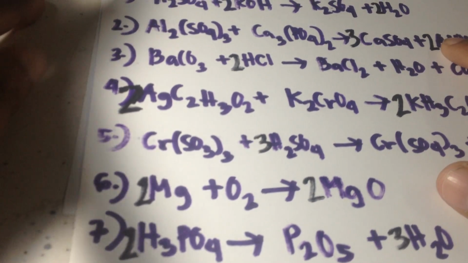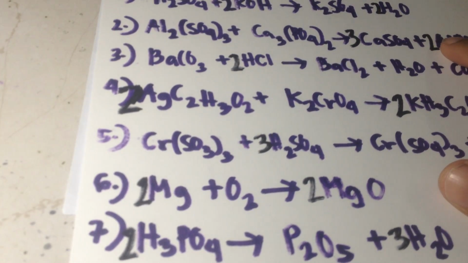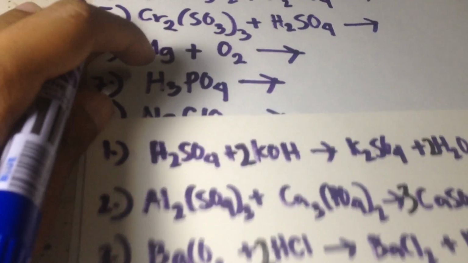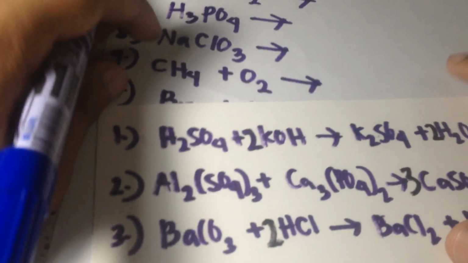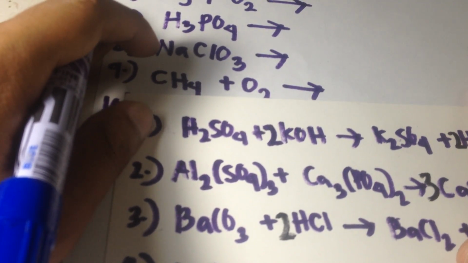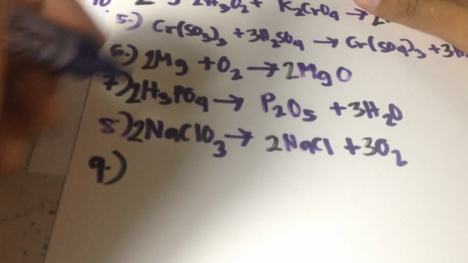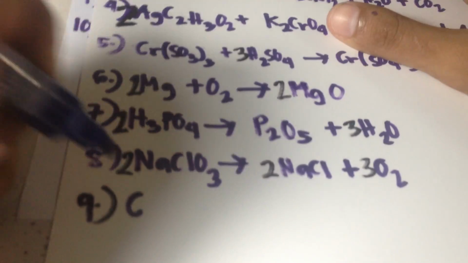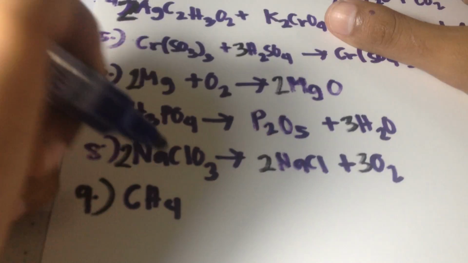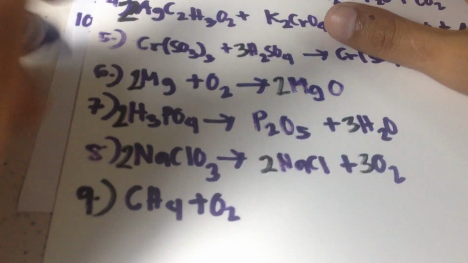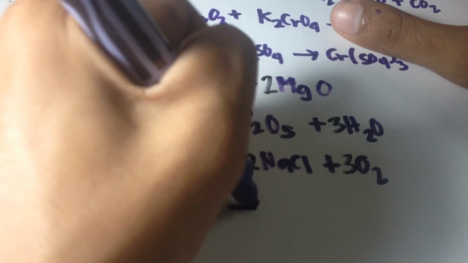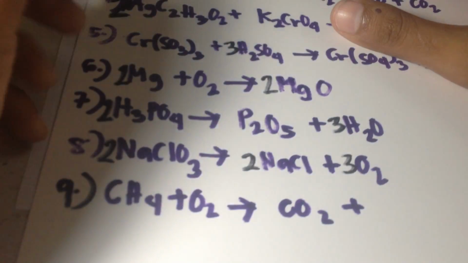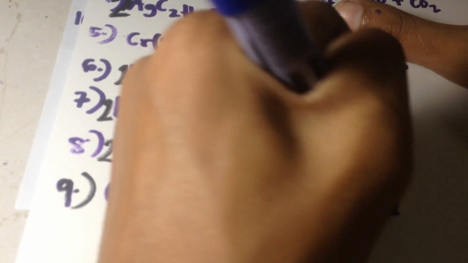How about number 9? Number 9, we have a combustion reaction, CH4 plus O2. So in combustion, we have CH4 plus O2 reacts to carbon dioxide plus water.